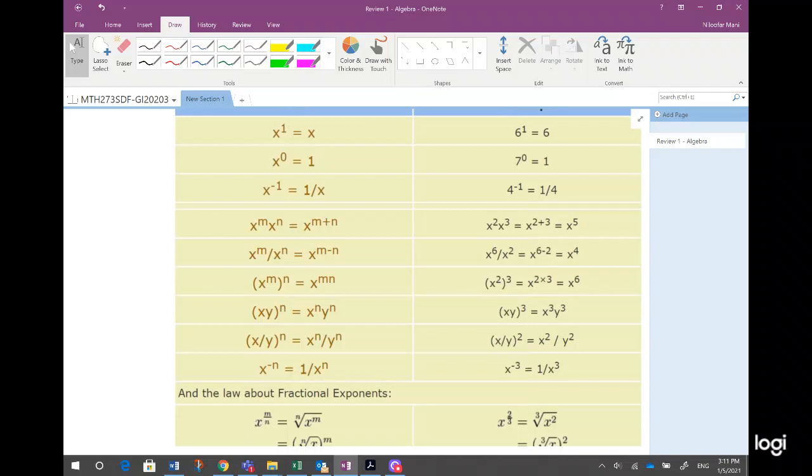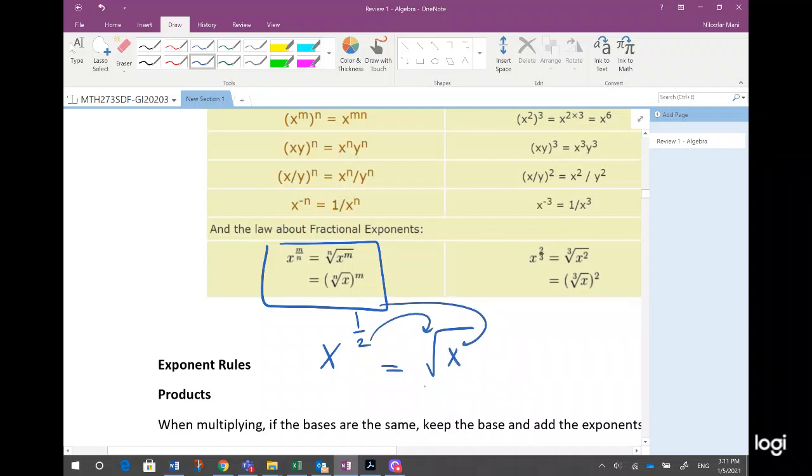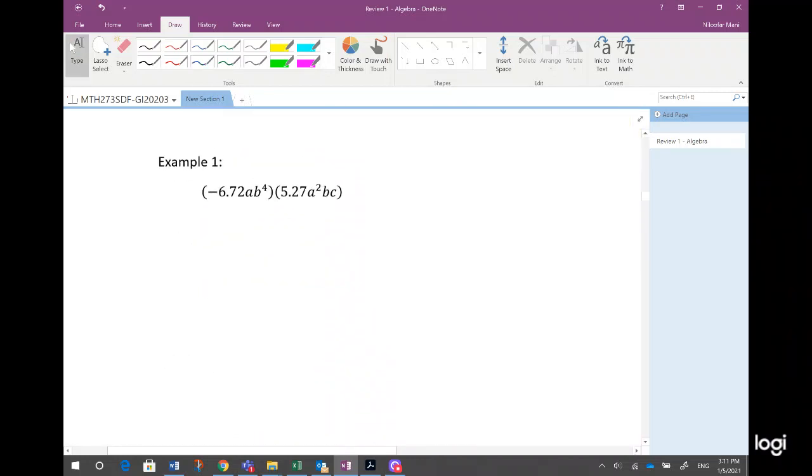These are just added here because I wanted to refresh your mind. For example, when you have x power 1 over 2, that means radical x, because 2 goes here and 1 goes here. When 2 is here, I don't show it. So if I have a fractional exponent, it goes to roots. The denominator is the root and the numerator is the power. Now I am going to do some examples.